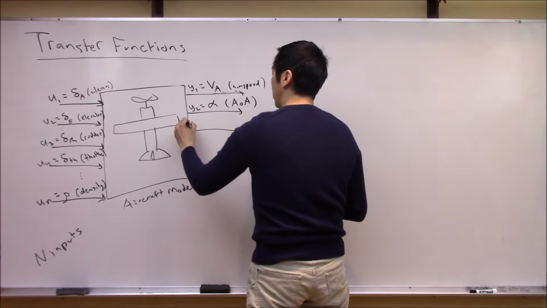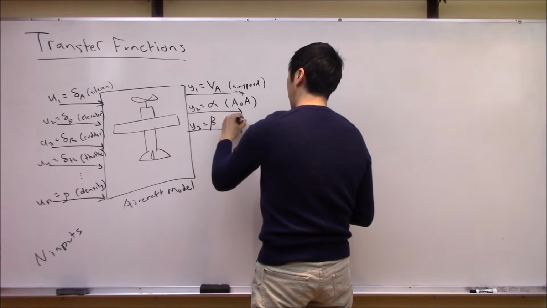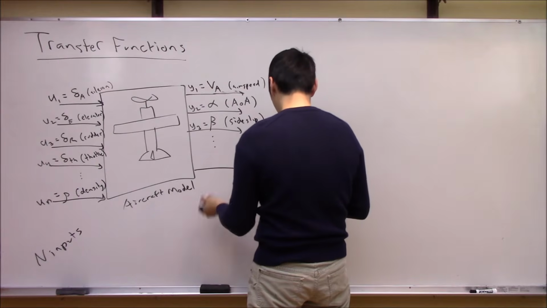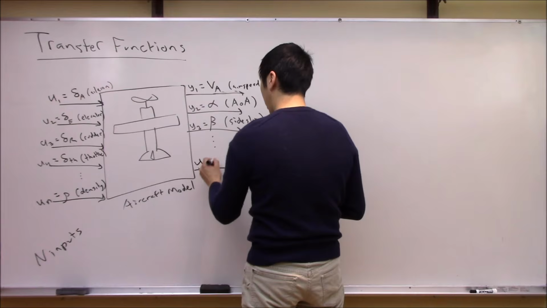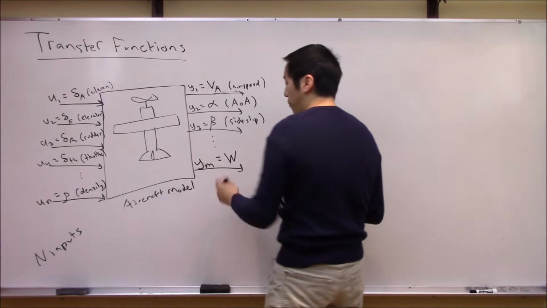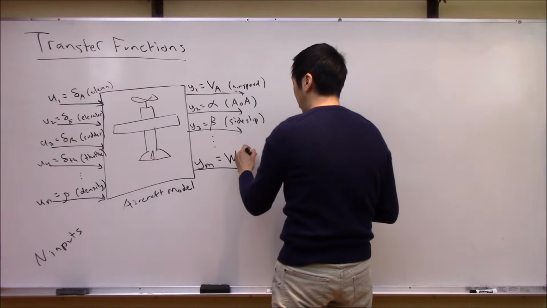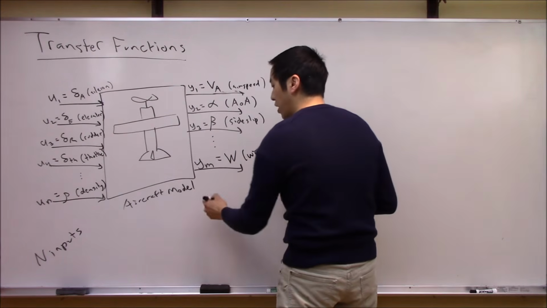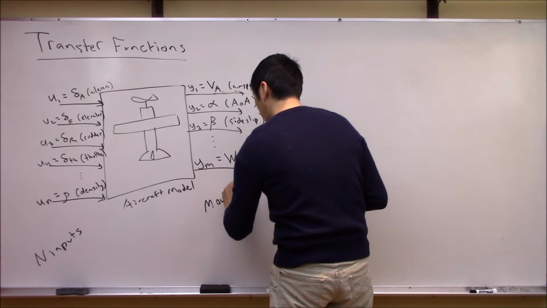The third output here, let's call it Y3, could be your angle of side slip. And again, etc. There could be many outputs. Again, one of these could be the weight of the aircraft might be an output of this system here. It could, right? You can conceivably write that as something you're interested in here. So again, you have N inputs and M outputs, right?